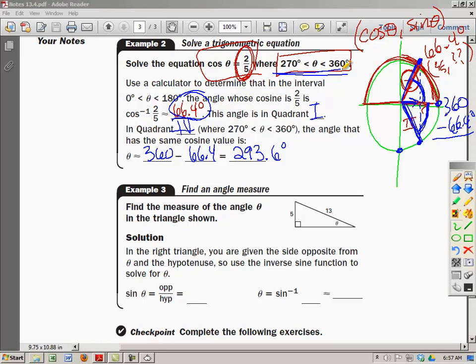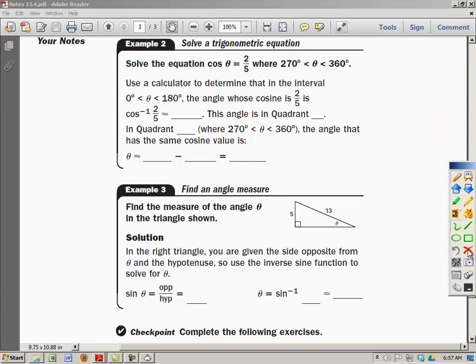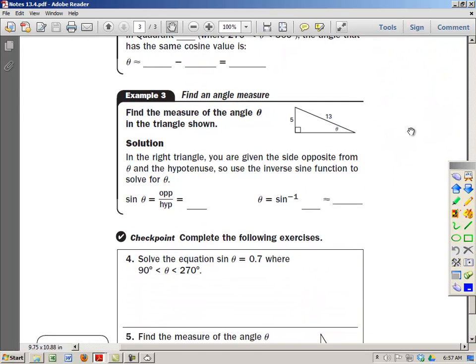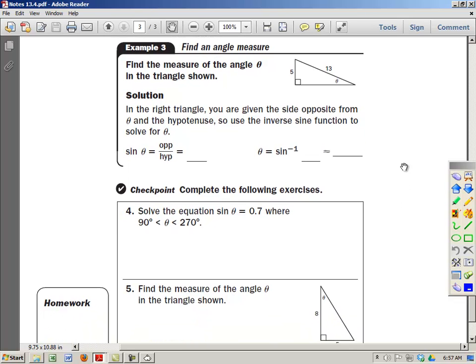That's not between 270 and 360. So I need to reflect that reference angle down here, where it's going to have the same x value. Similar to what we did way back when we created our unit circle. So I'm hoping that conceptually you can use that unit circle to help you answer some of these inverse questions.